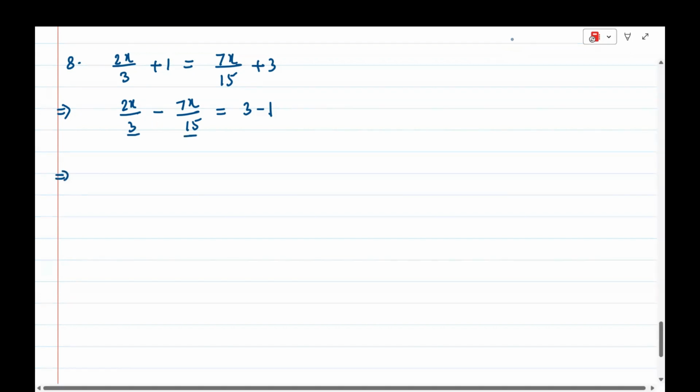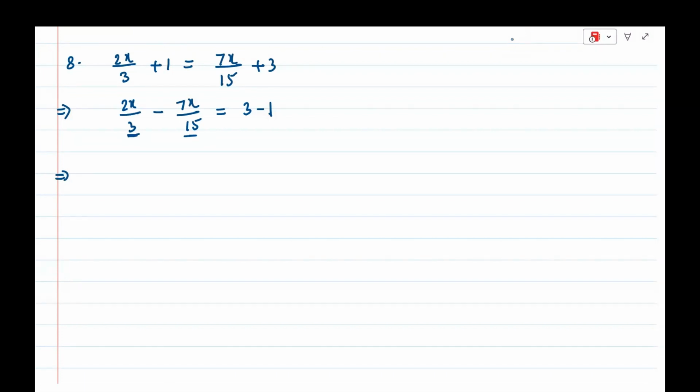Question number 8. It says 2x by 3 plus 1 is equal to 7x upon 15 plus 3. Here, we need to separate the variable first. So it is 2x by 3 minus 7x upon 15 is equal to 3, and then 1 going to that side will become minus. Now, we know numbers with different denominators cannot be subtracted. I cannot subtract them. So, for that, we need to take LCM.